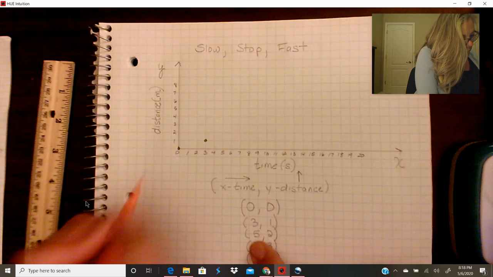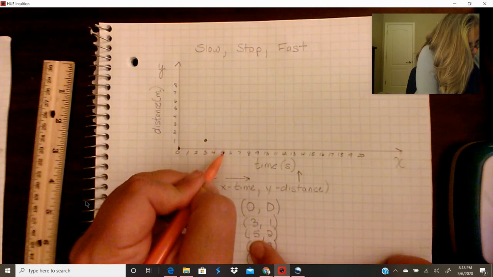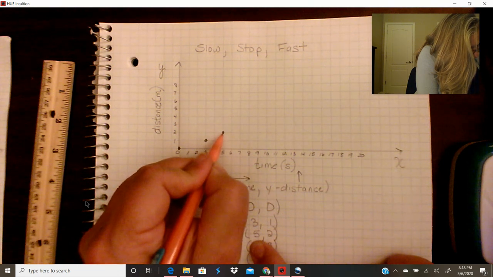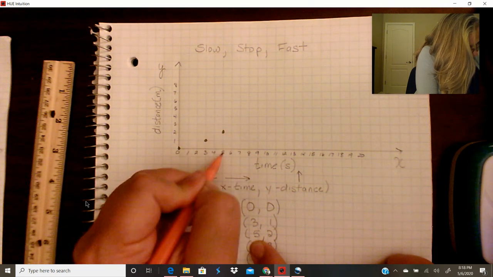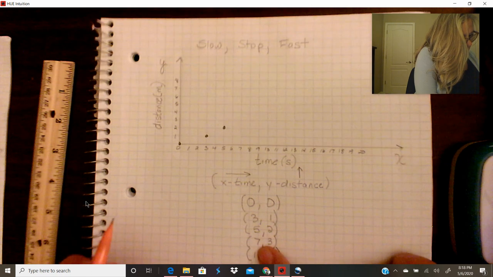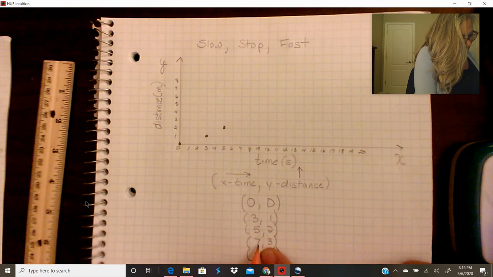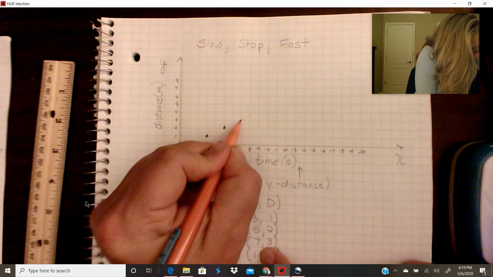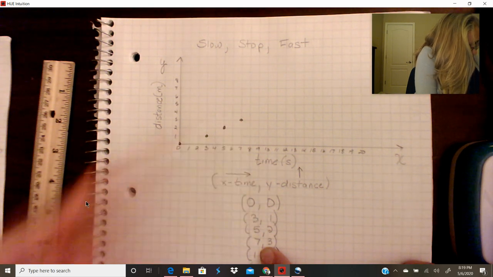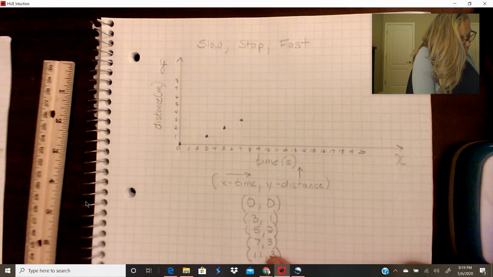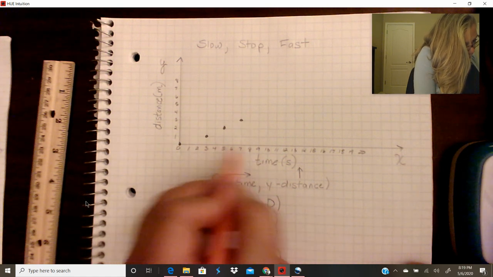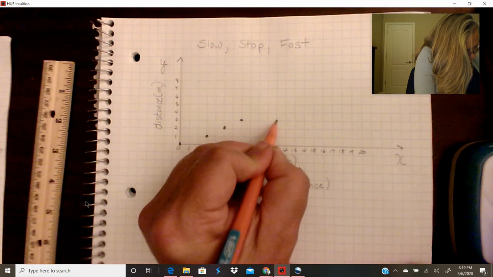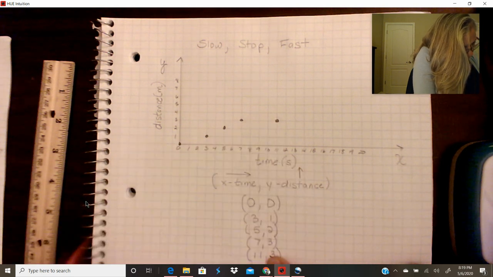All right, next, we're going to crawl over to the 5-second line and climb up to 2 meters. So at 5 seconds, Nick was at the 2 meter card. At 7 seconds, he was at the 3 meter card. So we'll go over to 7 and go to the 3 meter card. All right, and then at 11 seconds, we'll crawl all the way over to 11 seconds, and then still he was at the 3 meter card. So this coordinate is 11, 3.